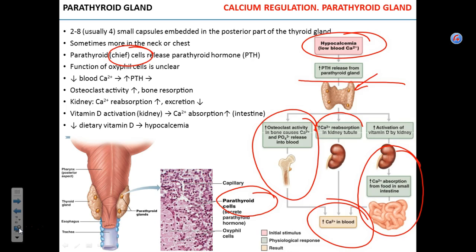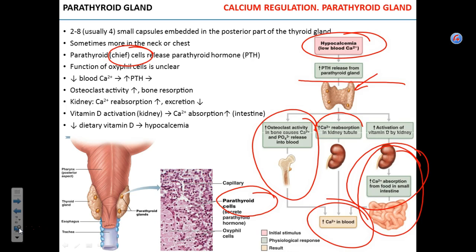Skin. When you expose yourself to the sunlight, then it has to be activated by kidneys. Then it will increase the calcium absorption. Kidney activation involves parathyroid hormone.